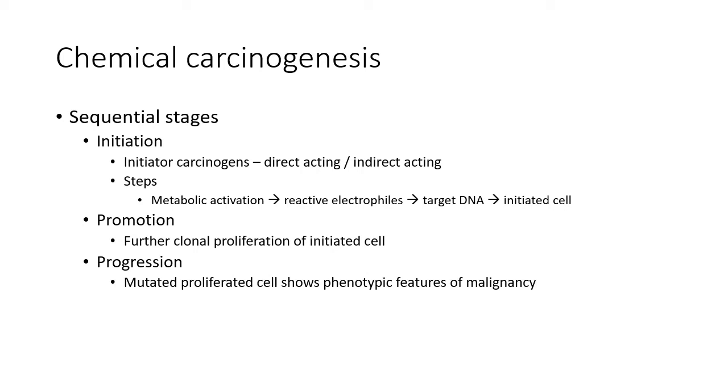But the indirect acting initiator carcinogens need metabolic activation within the body to be able to induce cancer. Example is polycyclic aromatic hydrocarbons. The steps involved here are: number one, that is the first stage, is metabolic activation. That is mostly done in the liver. Sometimes the liver can detoxify this also. There is a delicate balance between this activation and detoxification.